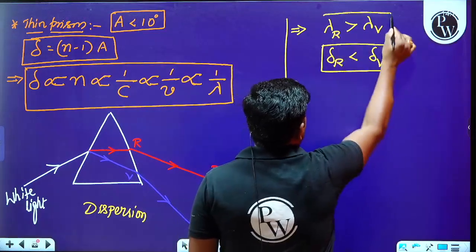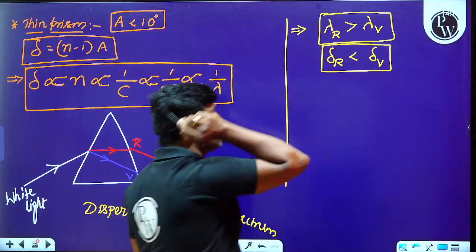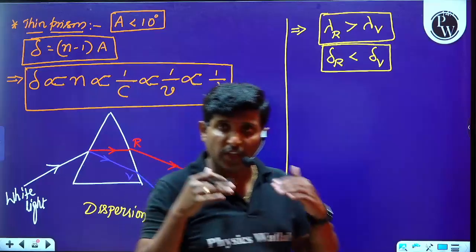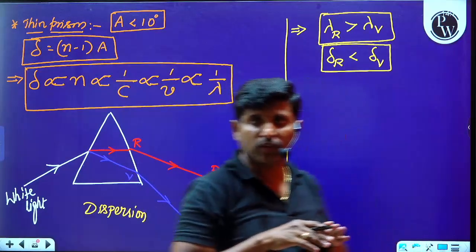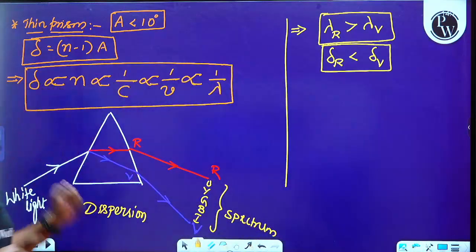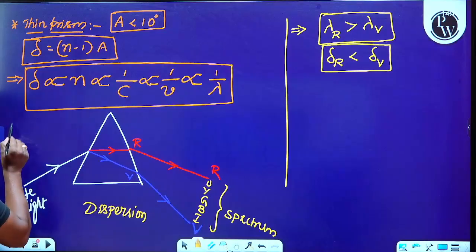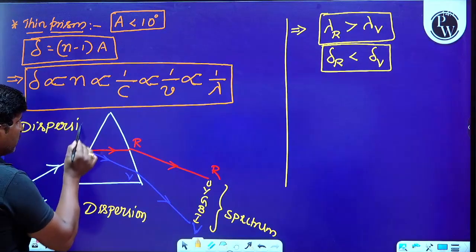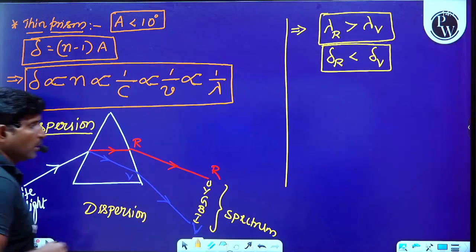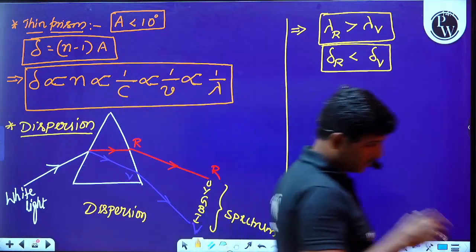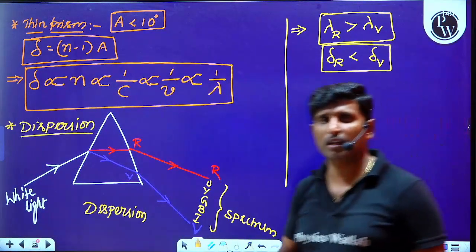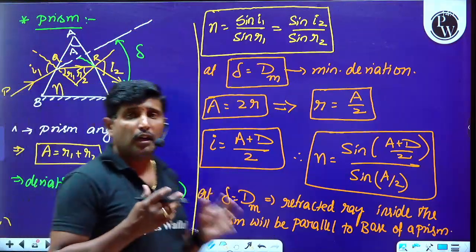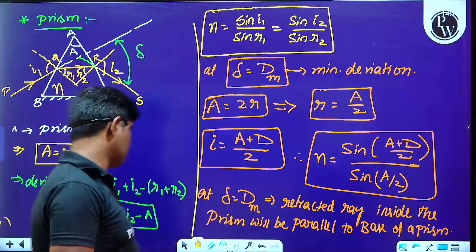So like that, we have to think and answer which color will be deviated most and which color will be deviated the least. I hope you understood these points clearly. That is the concept of dispersion, the splitting of white light into its constituent colors. These are the points we have to learn under the concept of a prism.